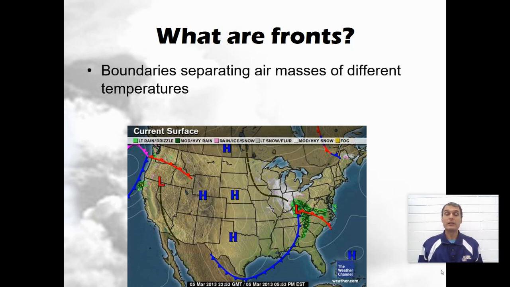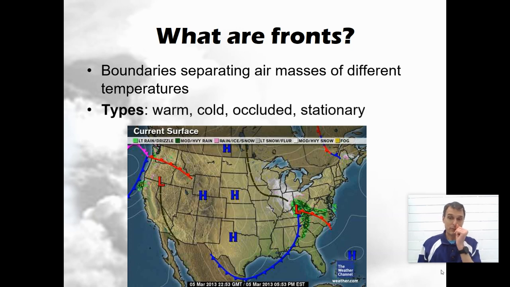Weather fronts are basically two areas where different temperature air masses are meeting. So warm and cold or something like that are meeting in an area. You see them on the weather map shown by these blue lines or these red lines, and you also see our friends high and low pressure on there.